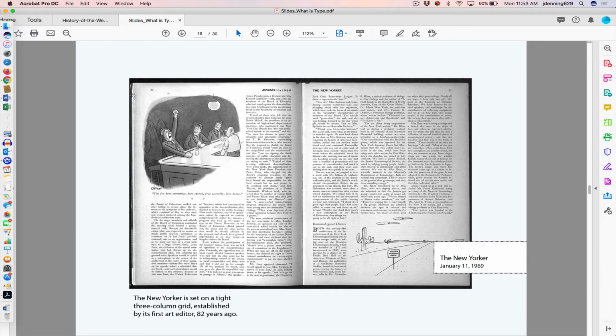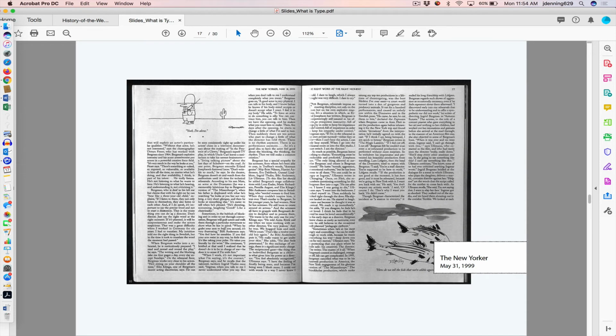And you can kind of see the New Yorker here is set on a tight 3-column grid, and it's established by its first art editor 82 years ago. So we're also going to think in this class a lot about grid-based design and thinking about typeface for grid-based design. You can kind of see the New Yorker up here too, like how the columns are designed.